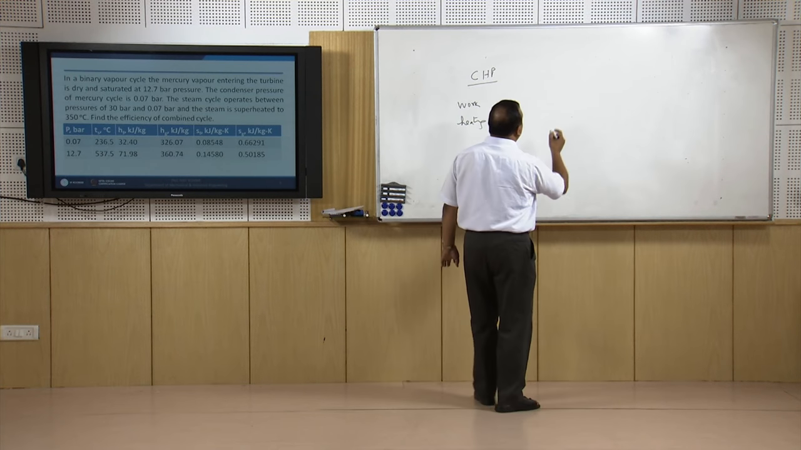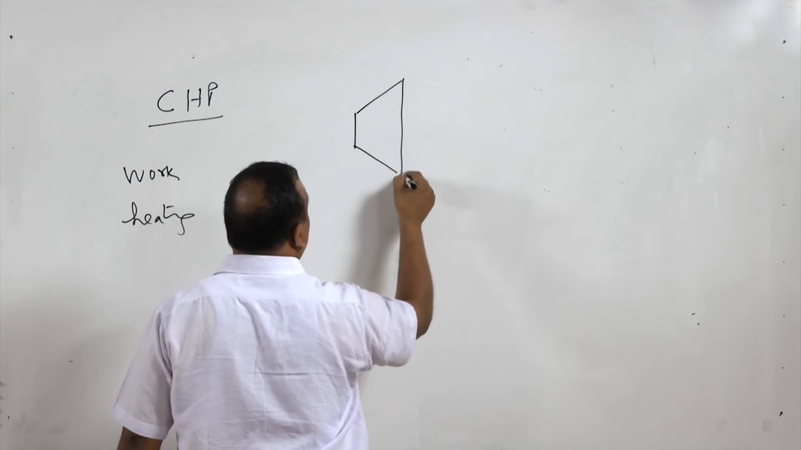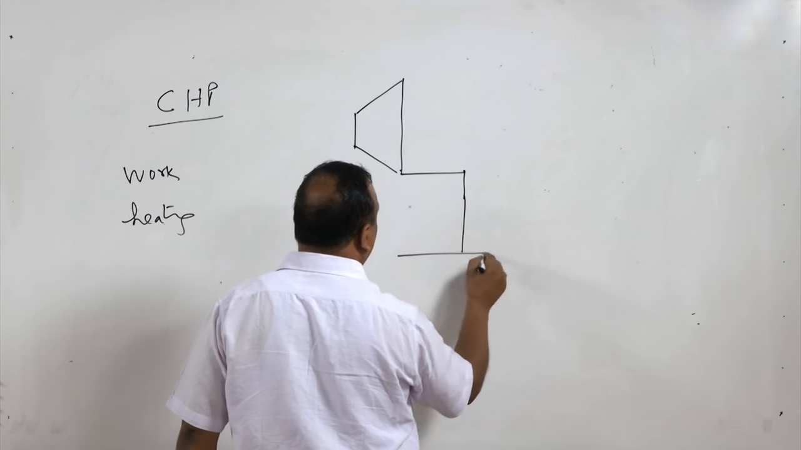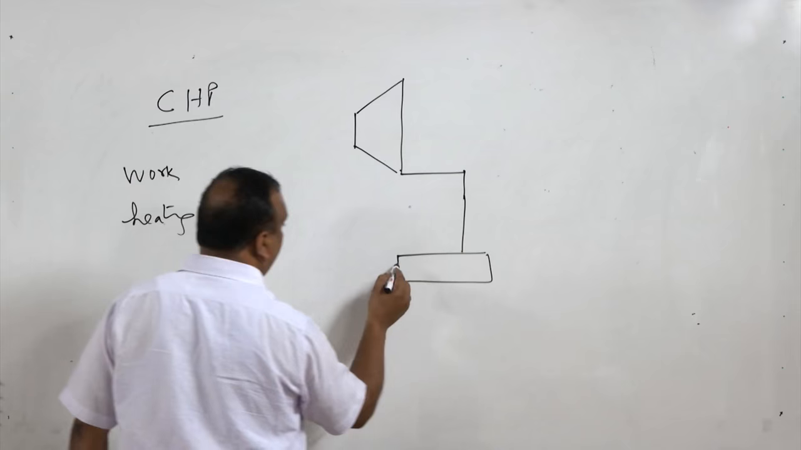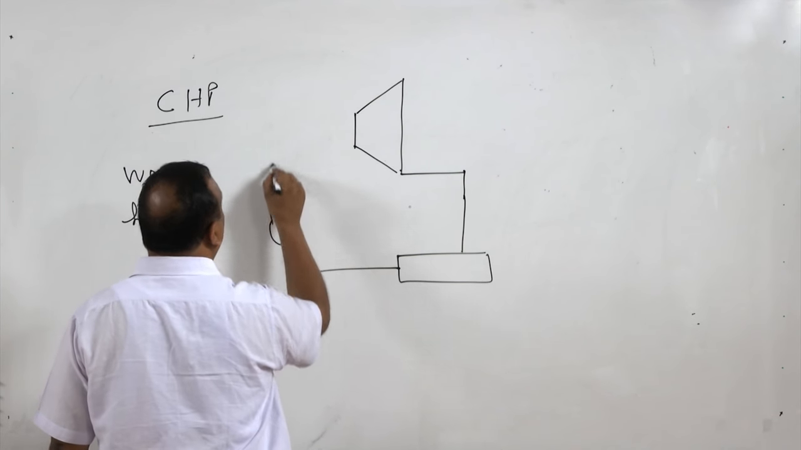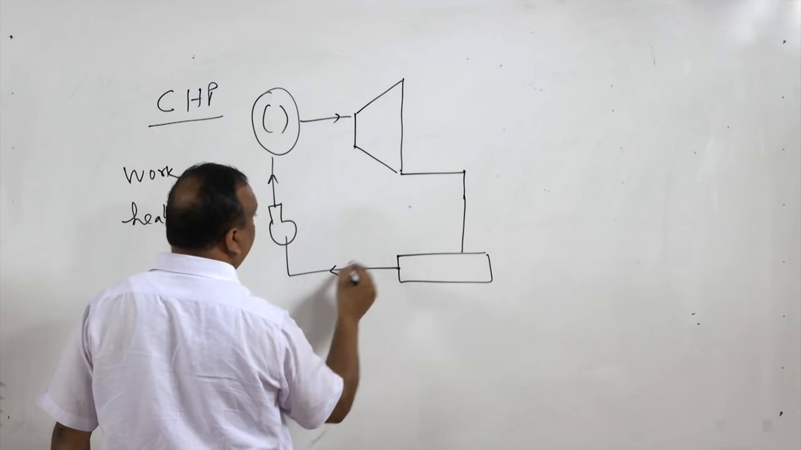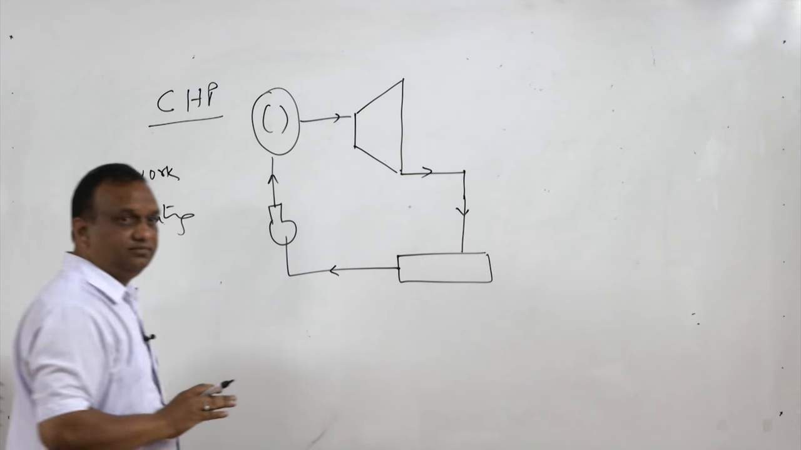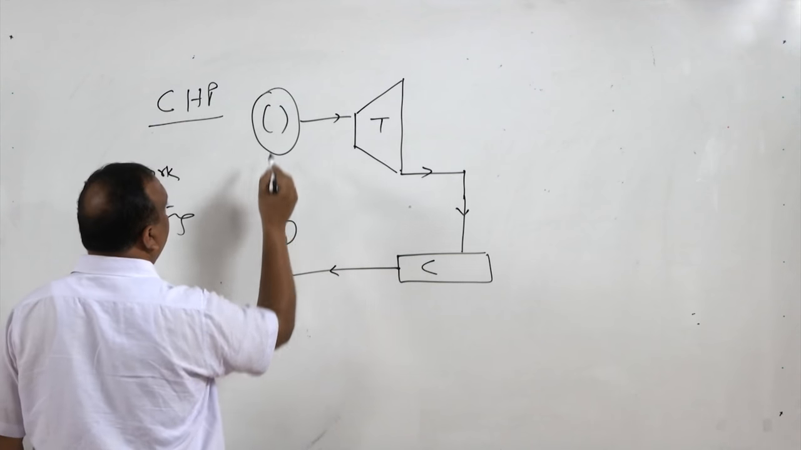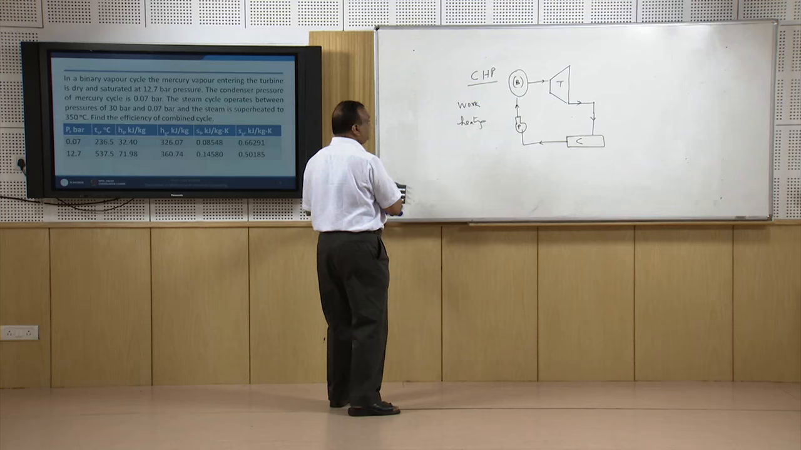One of such arrangements can be that you have a turbine. Now, the exit of the turbine is going to the condenser and the condenser to the pump. This is a typical arrangement, and pump to the boiler and boiler to the turbine. This is a typical arrangement of a Rankine cycle, from turbine to condenser, condenser to pump, and pump to boiler. Now in a back pressure turbine, what happens?